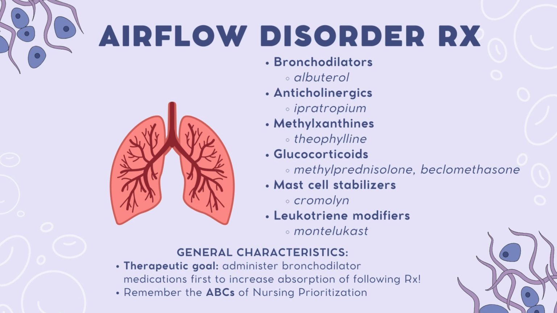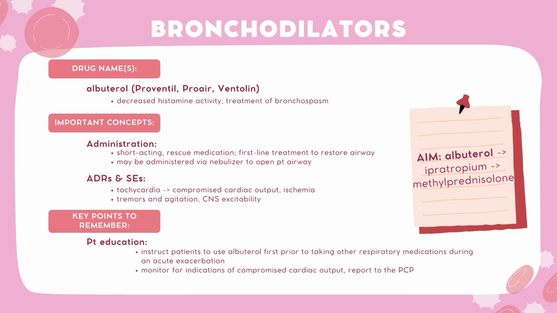Okay, now let's begin for real. Starting off, we have our short-acting beta agonists, aka our SABAs. These are the first-line medications to provide rapid relief in acute exacerbations where the airway is compromised. Albuterol helps to restore the airway by reducing bronchospasm and decreasing histamine activity.